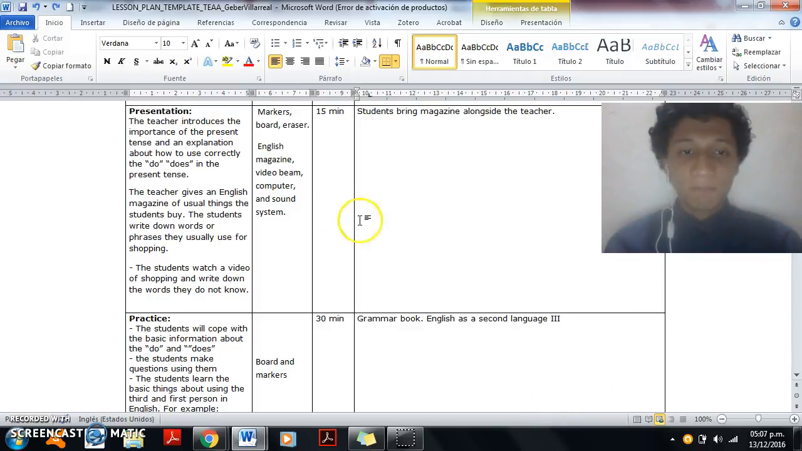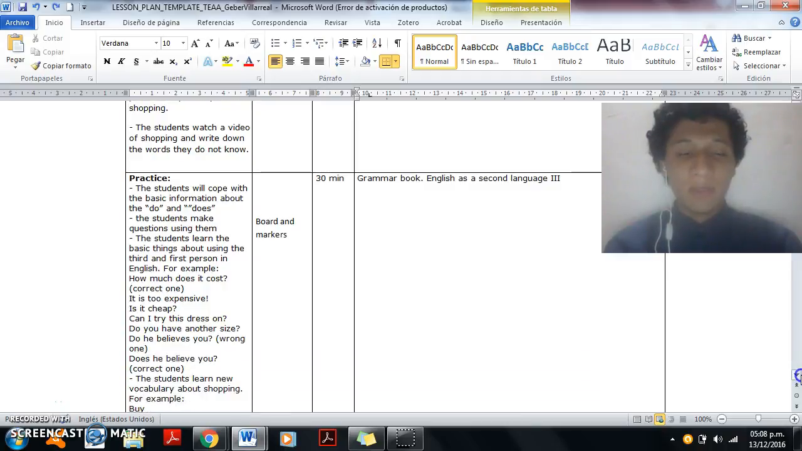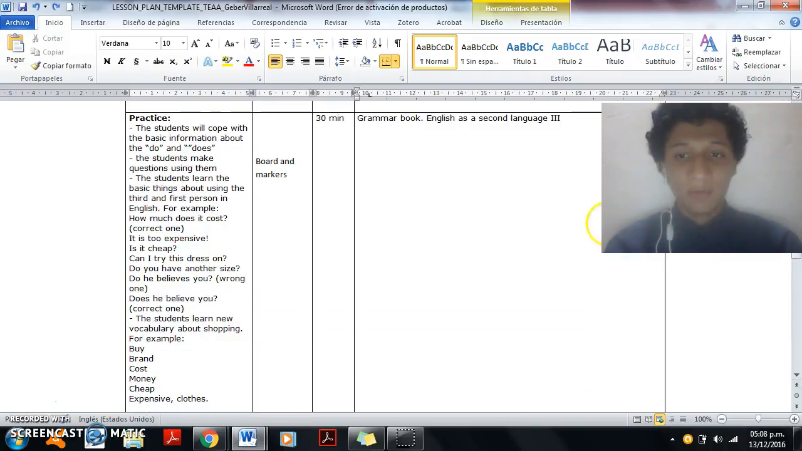Here we need these resources: markers, board, erasers, English magazine, projector, in this case a computer, and a sound system. We need 15 minutes for it, and the students will bring a magazine alongside the teacher. This is an open source because they can also bring things that are related to them in common life. This is just the presentation, and then we're going to go to the practice, and this is the way I will use those materials that I already mentioned.